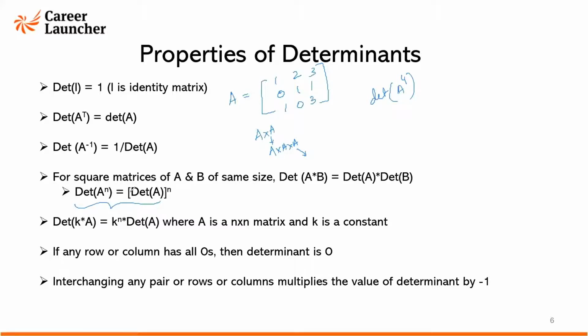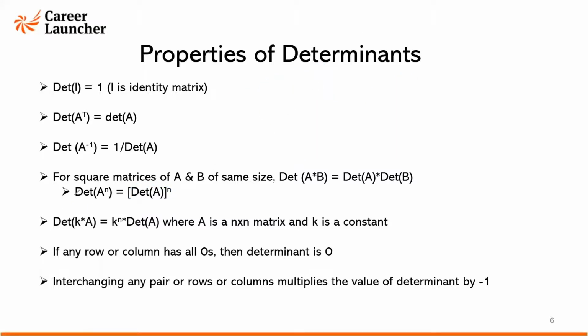But because of this property, you can see that determinant of A power 4 becomes just: find directly the determinant of A, raise it to the power of 4. So you don't have to do matrix multiplication. You can just find the determinant of A and raise it to the power of 4. That is what the property here tells you.